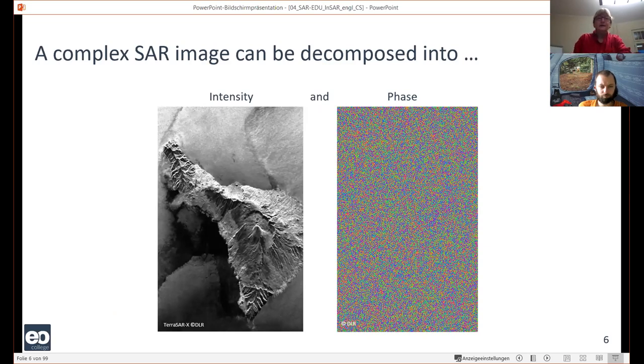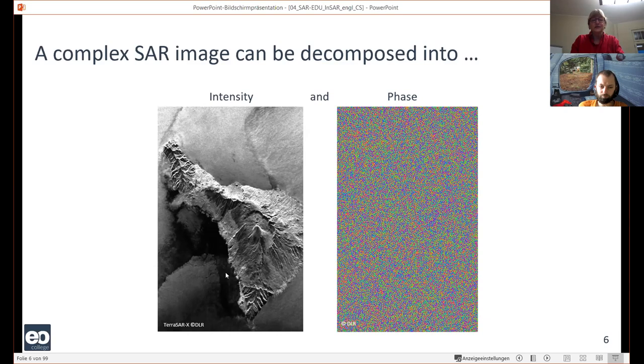A complex SAR image can be decomposed into intensity and phase. We talked about this a lot, but I'm not sure whether you have seen a phase image in your practicals already. This is how the phase image would look. It would not give you any relevant information. It looks like speckle, like noise. This is the individual phase image. It only starts to make sense if you compare two phase images.